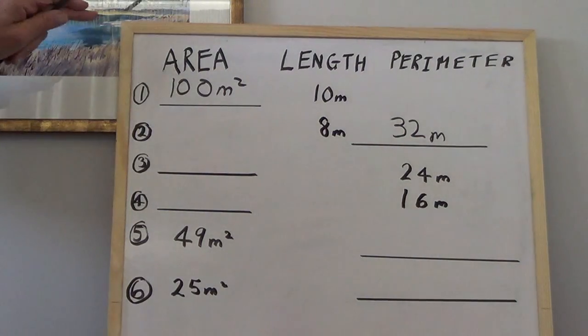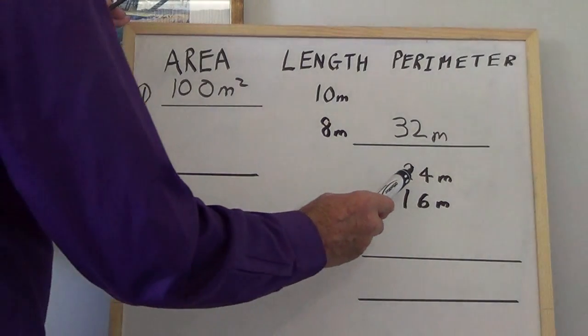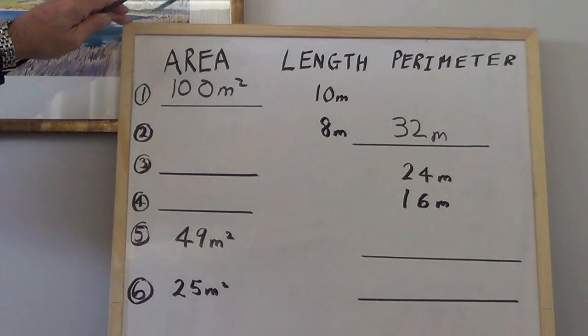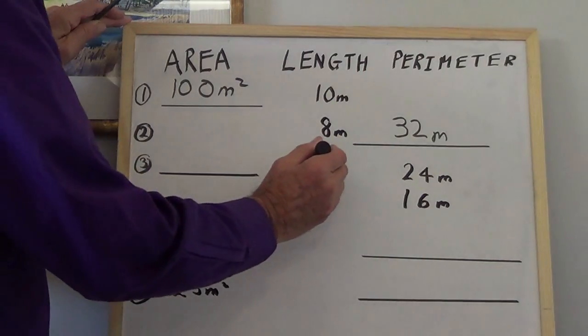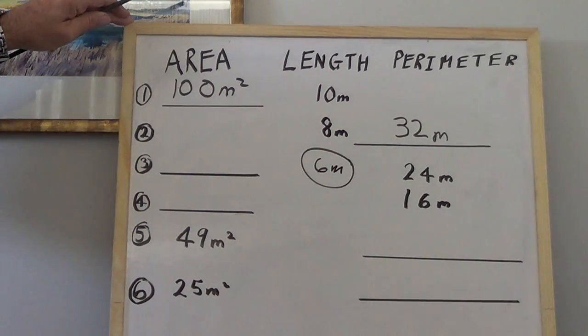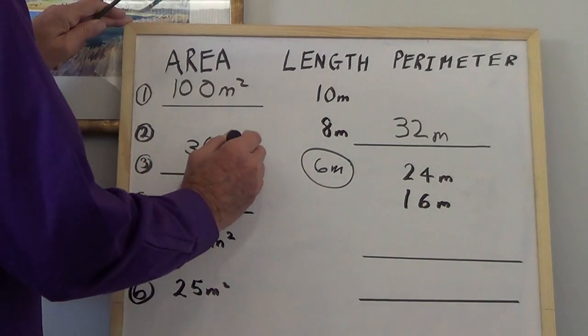Now, here's a tricky question. The perimeter is 24 metres. What's the area? So in your head, you work out the length first. And the length will be, you've got to divide that by 4, 6 metres. And that's what you work out in your head. And you just go 6 times 6 is 36 metres squared.